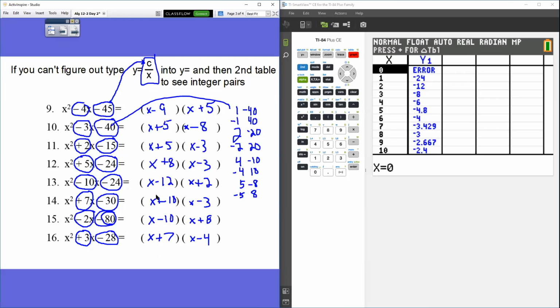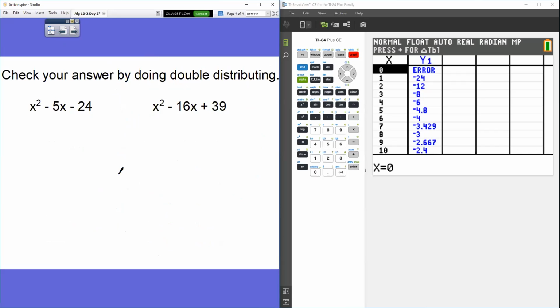One last thing that I want to show you. You can check your answers if you're ever unsure. I know ClassKick automatically says if you're right or wrong, but you can always check your answers, especially when it comes to the quiz. So in this one, what times what is negative 24, that adds up to negative 5? It would be x plus 3 and x minus 8.